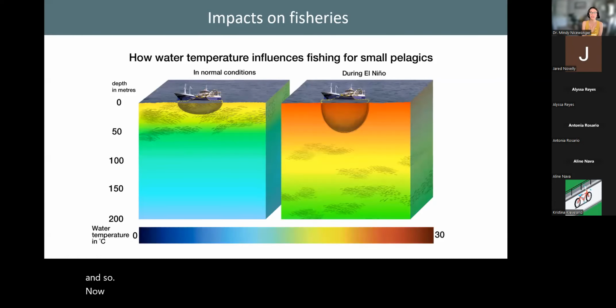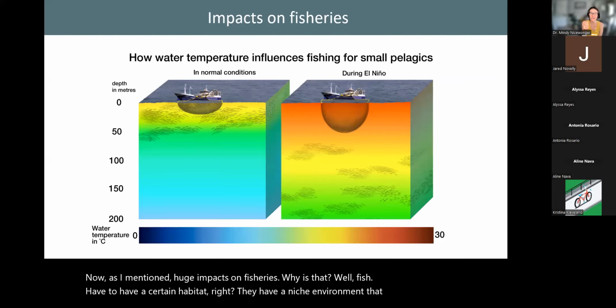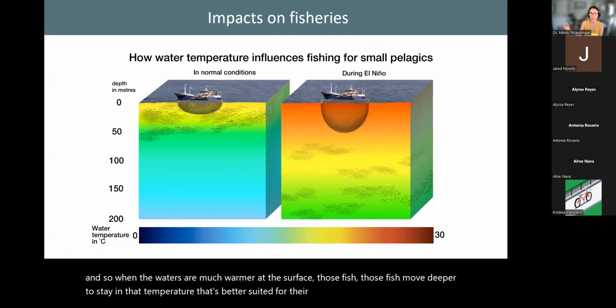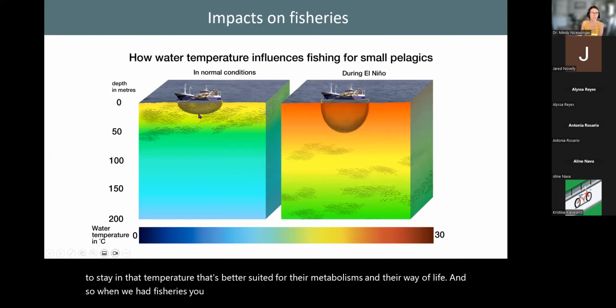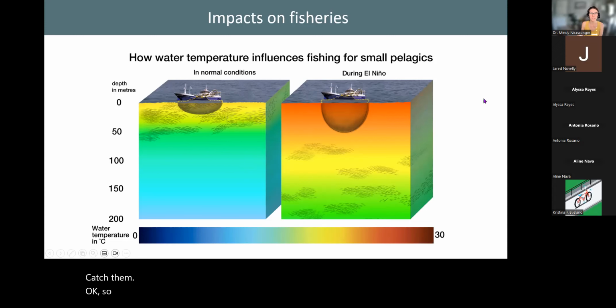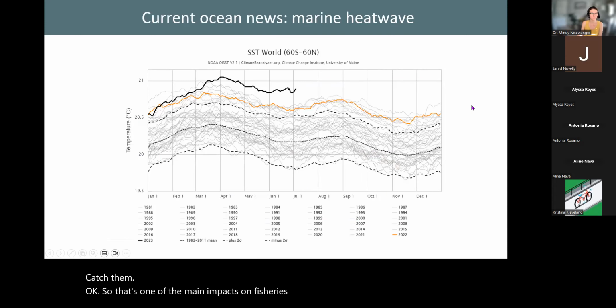Now, as I mentioned, huge impacts on fisheries. Why is that? Well, fish have to have a certain habitat, right? They have a niche environment that they can sustain. And so when the waters are much warmer at the surface, those fish move deeper to stay in that temperature that's better suited for their metabolisms and their way of life. So when we had fisheries, these boats up here trying to catch some fish, they could do that no problem. But now the fish are too deep and we cannot catch them. So that's one of the main impacts on fisheries during El Nino.